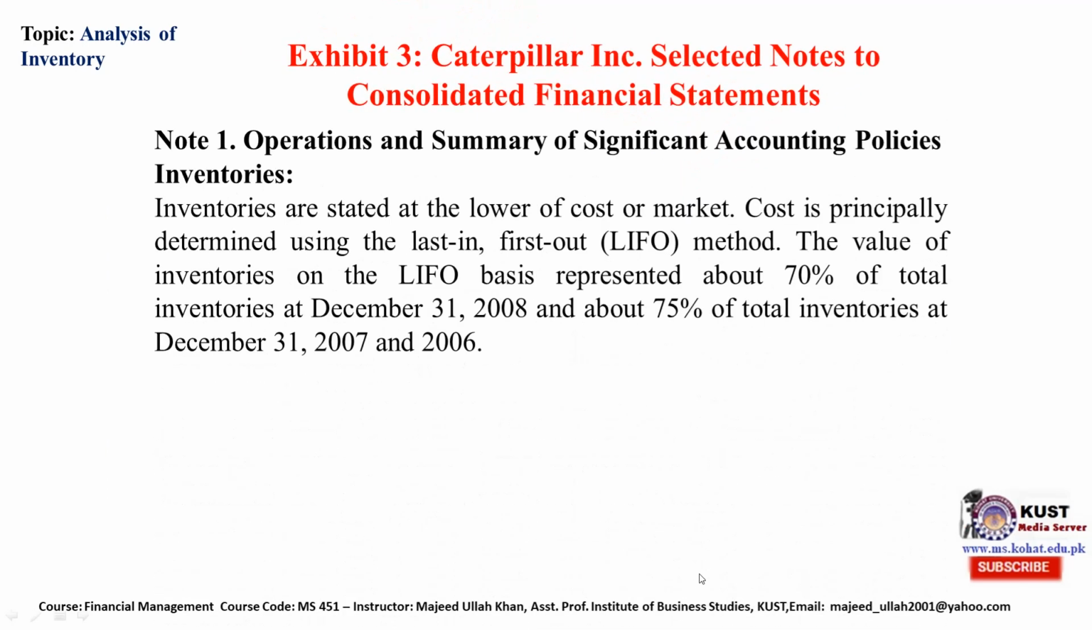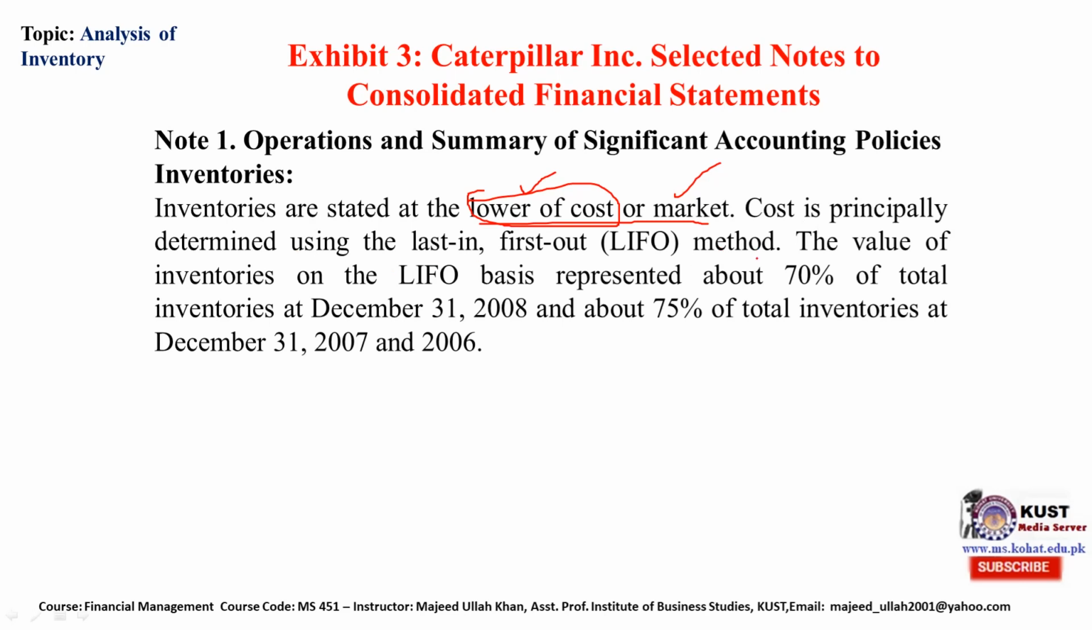Now we are moving further to exhibit 3, what Caterpillar considered in the notes to the financial statements about inventory. Operations is one of the significant accounting policies. Inventories are stated at the lower of cost or market value. It means if the cost is lower, we will report it at cost. If market value is lower, then we will report the inventory at market. Cost is principally determined using the last-in first-out method.